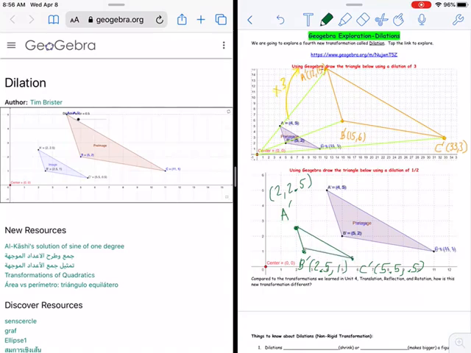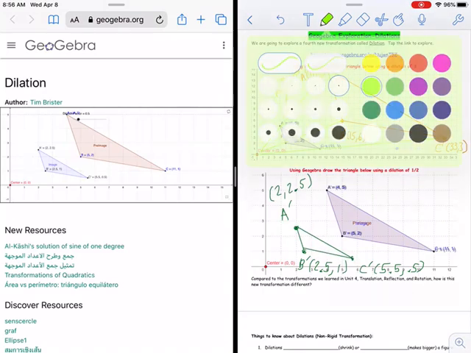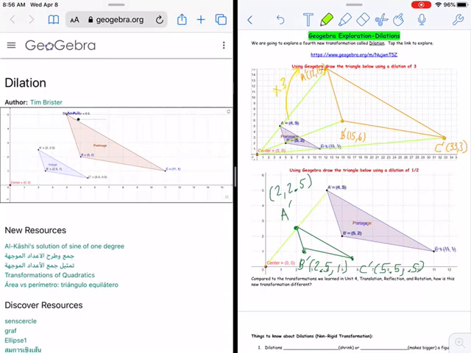All right. And then I'm going to draw the cool lines back to the origin because I can.